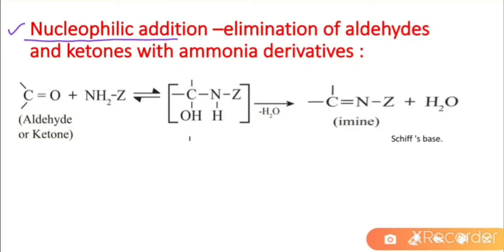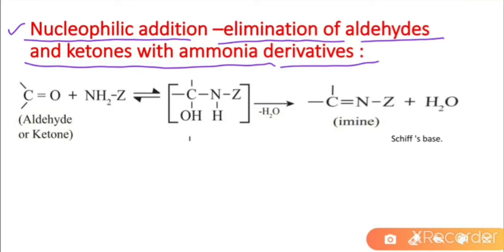Nucleophilic addition-elimination of aldehydes and ketones with ammonia derivatives. When aldehyde or ketone is treated with derivative of ammonia, it gives first a complex compound, which on dehydration gives imine product, and this substituted imine is called Schiff base.